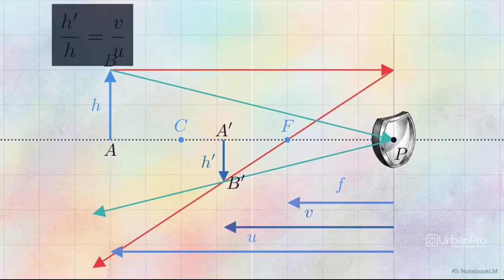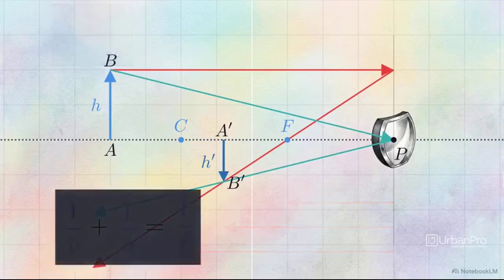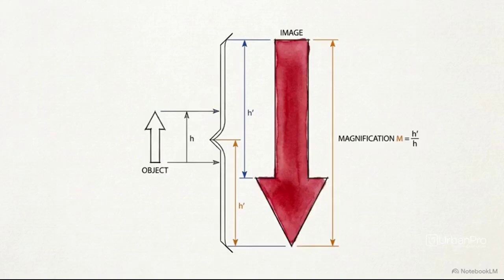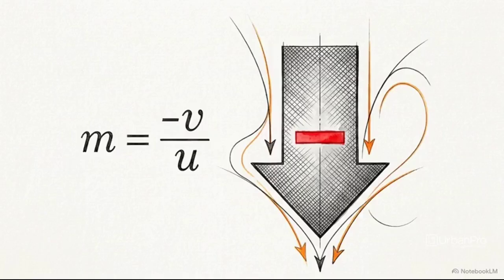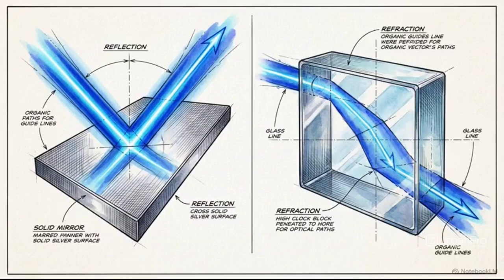Because they sit against the incident light, their Cartesian signs are negative. Plugging those values into our ratios yields the universal mirror formula, 1/v + 1/u = 1/f. This also gives us linear magnification, calculated as negative v divided by u. If the resulting calculation yields a negative number, it acts as mathematical proof that the physical image is real and inverted. Opaque mirrors reflect light, but transparent boundaries refract it.